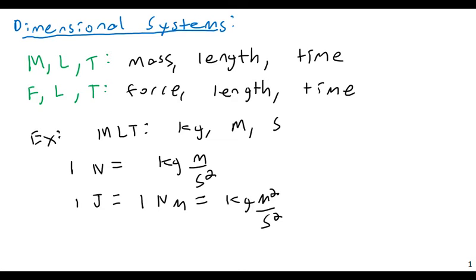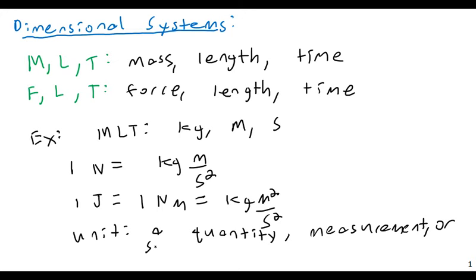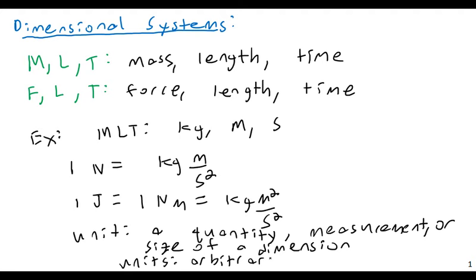But we need to distinguish between dimensions and units. Units are just the size of a dimension. So that's the difference, I should say. A unit is just a quantity, measurement, or size of a dimension. So units are arbitrary. Units are arbitrary and dimensions are not. Dimensions are fundamental.